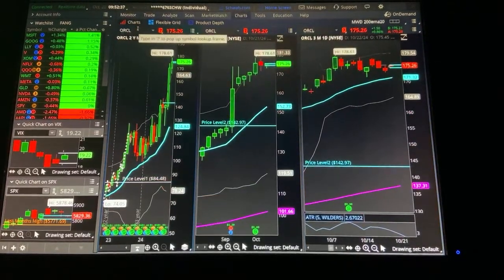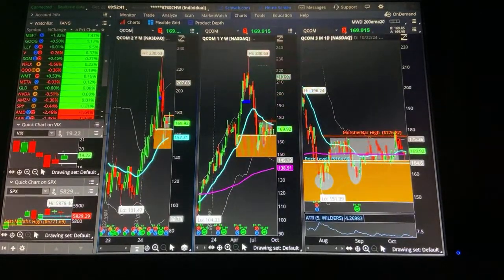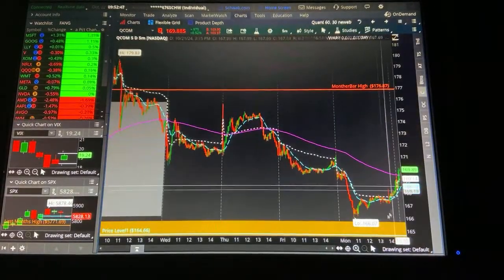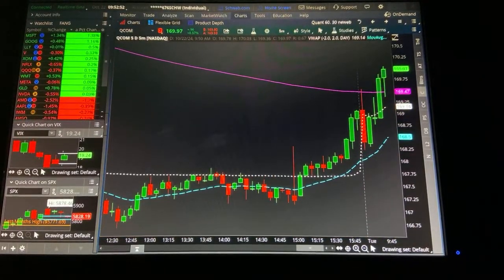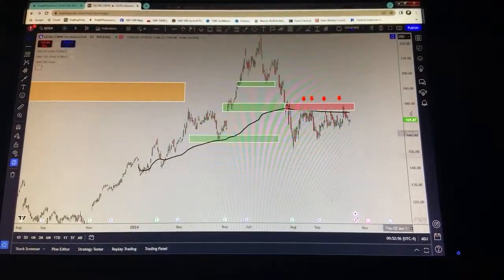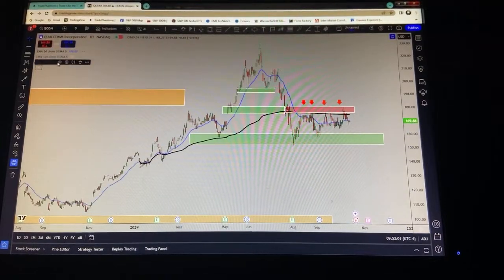QCOM's on the radar. QCOM's another beast. However, it's stuck in range. And so be careful with that one. Now, it is coming off the 200 moving average. This one has a little bit more legs, but it's coming off the daily 200 moving average. This one might be better. And the irony is, I was looking at QCOM, one of the last stocks that I was looking at this morning. All right, so it says QCOM on TradingView.